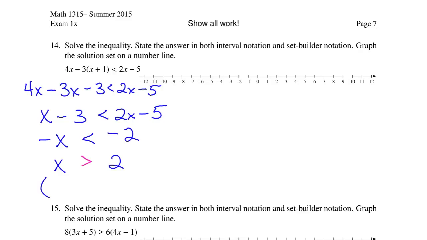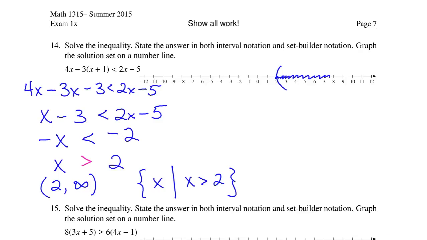So in interval notation, this would be 2, infinity. In set builder notation, it would be the set of x's such that x is greater than 2. And on the number line, this would be the open parenthesis at 2, and we would shade the right side of the graph.